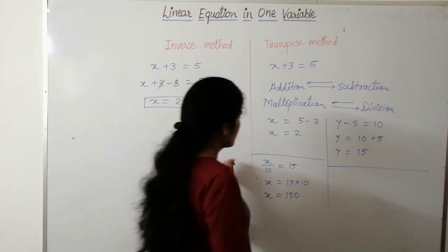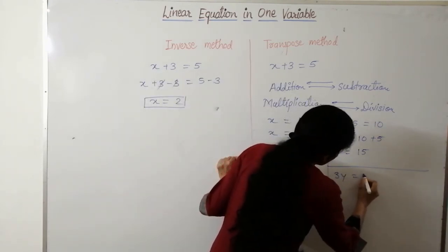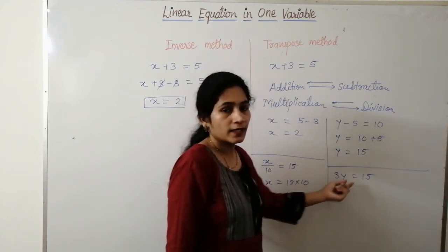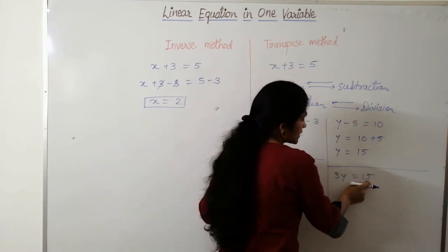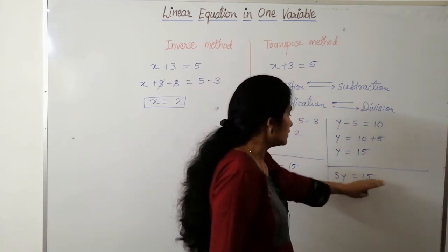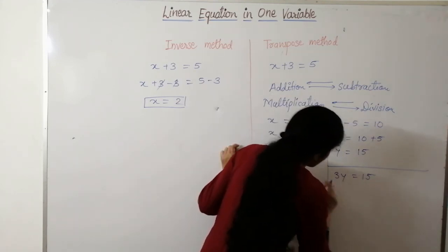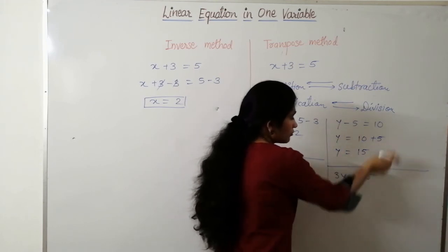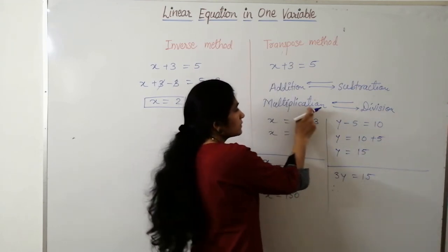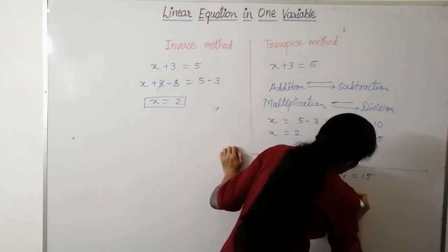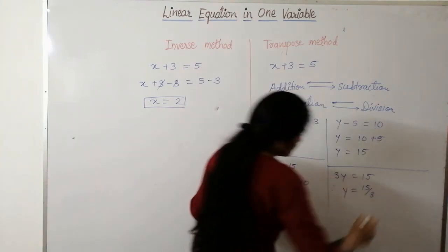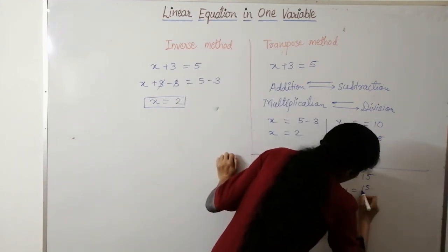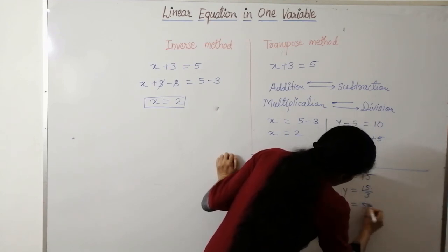Let's take one more example. 3y is equals to 15. There is a multiplication. 3 is multiplied to y. So when it is transposed, we have to divide 15 by 3. To find the value of y, we have to remove 3. Now how to remove 3? Since there is a multiplication, it will go in division according to this rule, that is multiplication becomes division. Therefore y is equals to 15 by 3. 15 by 3 is 5.